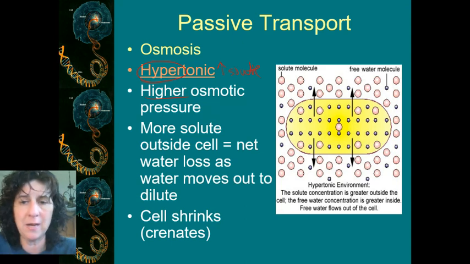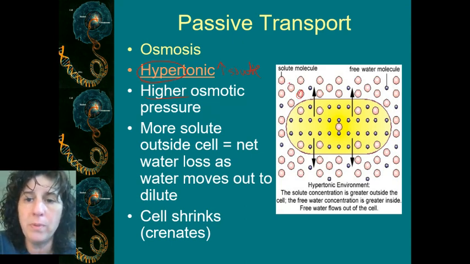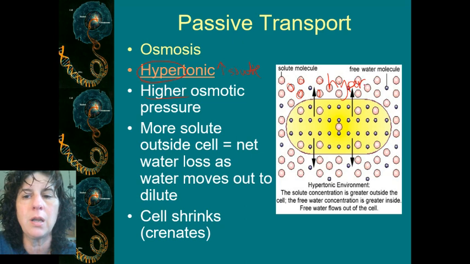Looking at the diagram here, I have a whole bunch of these little pink spheres outside the cell. So this portion outside the cell is hypertonic compared to the inside of the cell. It's a comparison. There's less solute on the inside of the cell. We name the solution for the amount of solute, so the solution outside that cell is hypertonic.